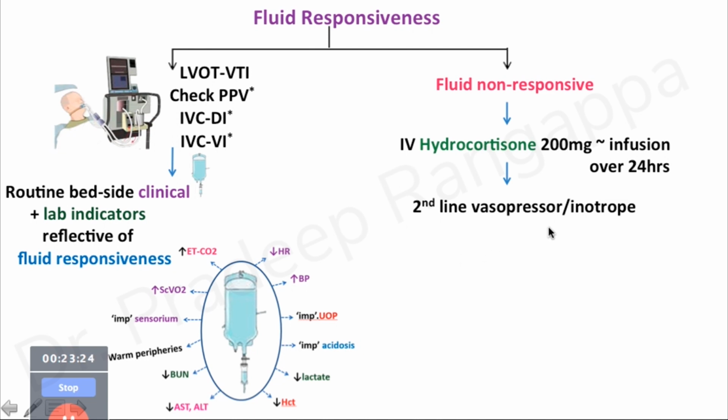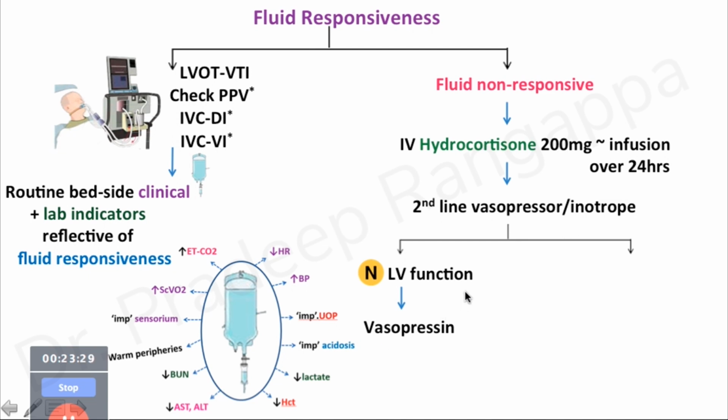And second line vasopressor and inotrope is something that you need to keep in mind. As I've already mentioned, if the LV function is normal, which you would have checked at the outset, then the recommended additional vasopressor would be vasopressin. So you start noradrenaline and add vasopressin if LV function is normal. If there is LV dysfunction, because there are reports of COVID-19 patients presenting with myocardial dysfunction, then the algorithm suggests adding an inotrope along with noradrenaline. You could consider starting dobutamine or adrenaline as may be deemed appropriate.